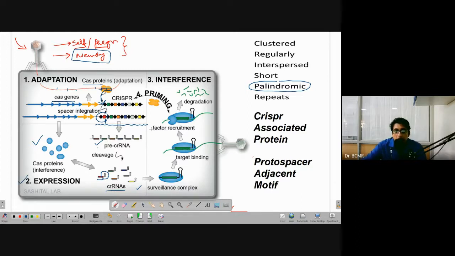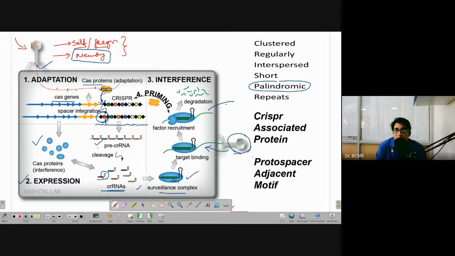The third is, for example, a similar phage again, after several generations of E. coli, several cell divisions, if it has attacked a second time, the DNA is injected, but we already have a spacer for it, right? So that would come in. This is a surveillance complex. Let me go back again. The CRISPR RNA binds with the Cas proteins. There are different Cas proteins.